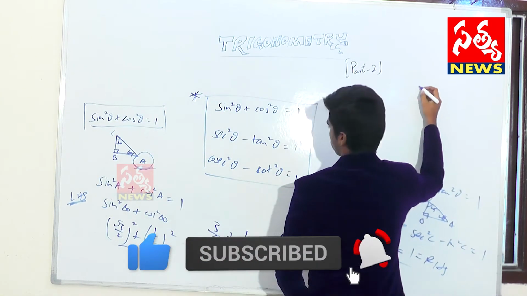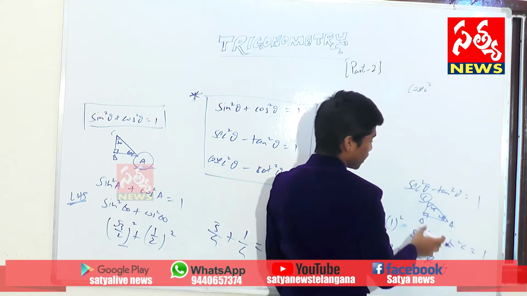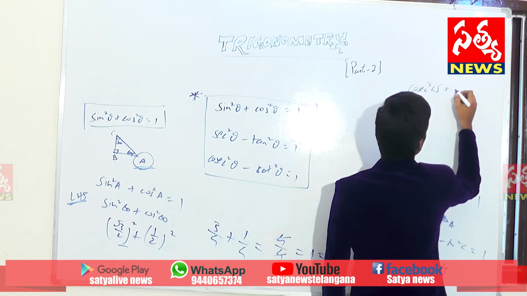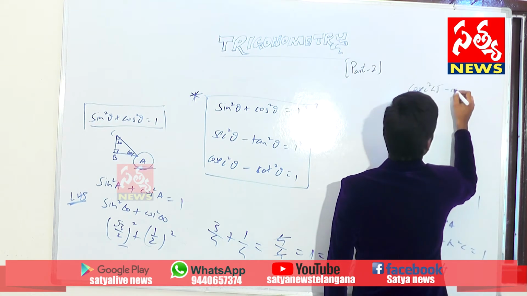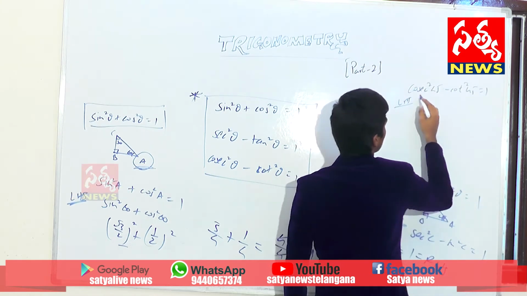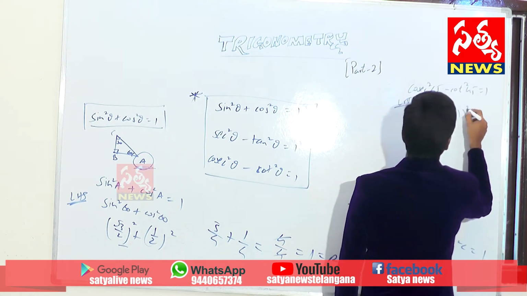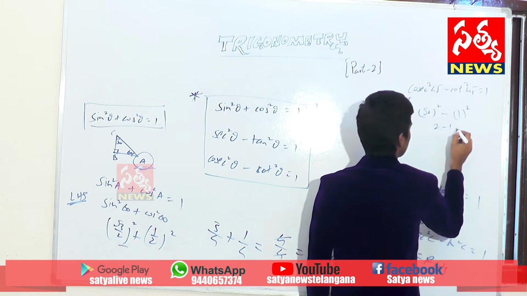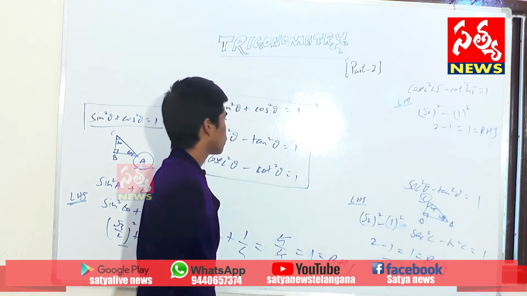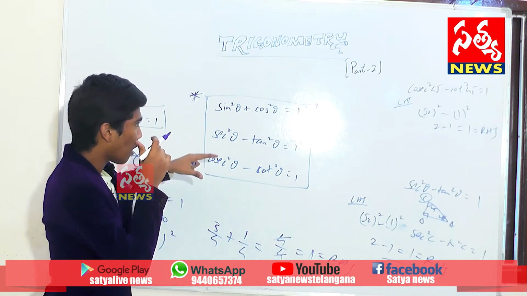The third one, cosecant square. I am taking the same example, 45 degrees. Cosecant square 45 minus cot square 45 is equals to 1. Now LHS. Cosecant 45 is root 2 and cot 45 is same as 1, which we get 2 minus 1 is 1. It is RHS. So I have done all these 3 proofs. It is easy to remember.